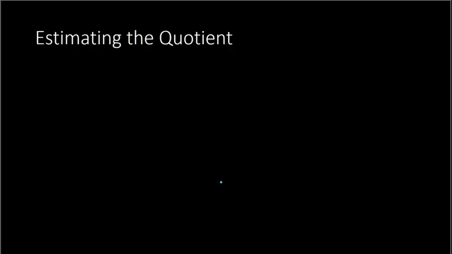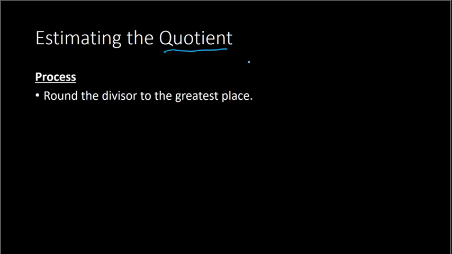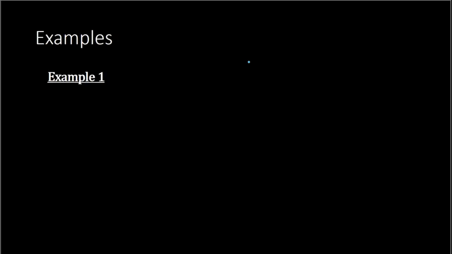Now switching gears to estimating. So we've worked with estimating with addition, subtraction, and multiplication, and the process is really the same for dividing. Remember, quotient is our fancy word for the answer of a division problem. So if you're trying to estimate the answer to a division problem, your process is you want to round the divisor to the greatest place and then divide. So it involves rounding and then dividing. So here is example 1.